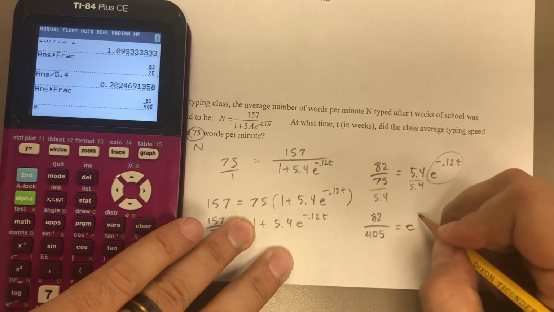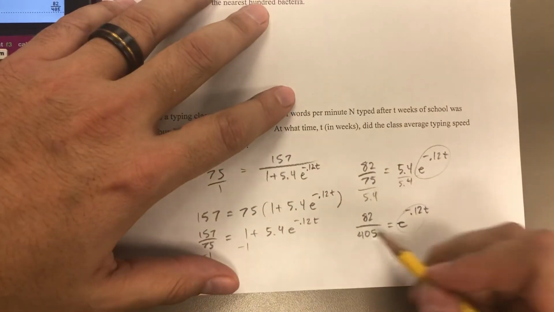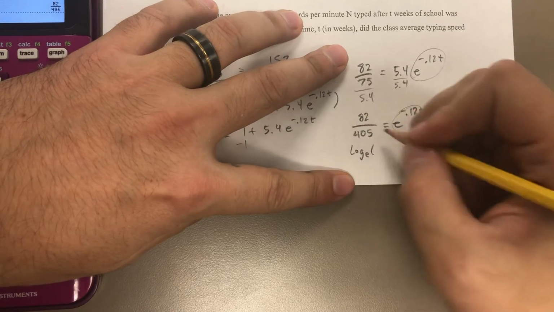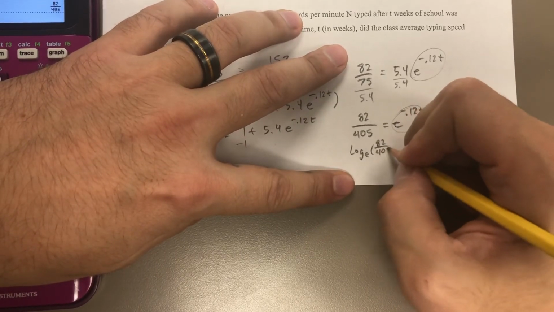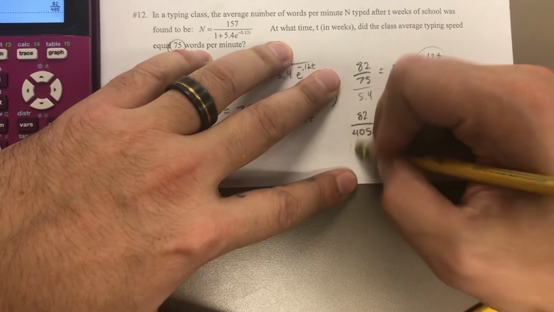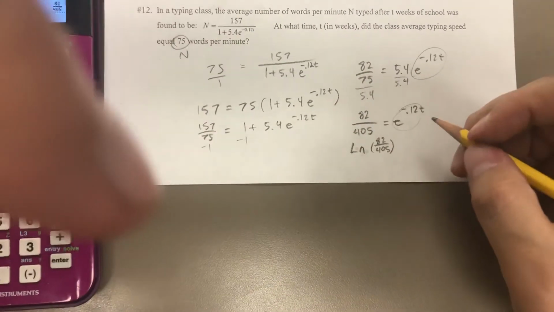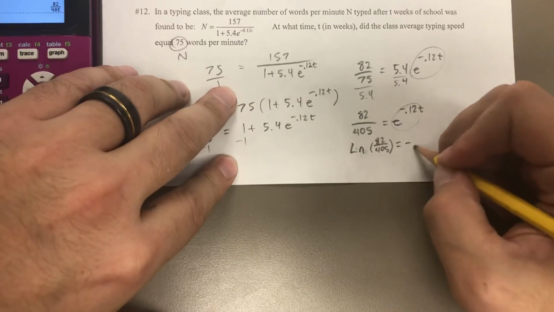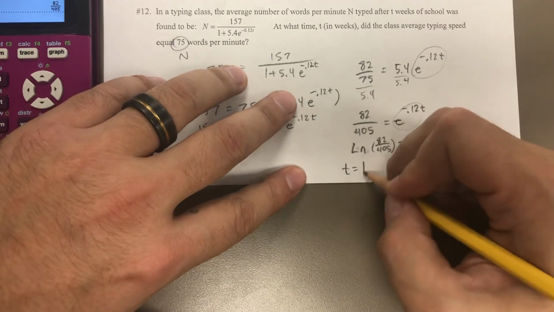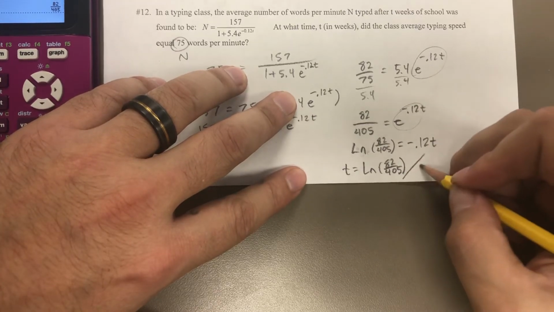And that's equal to e to the power of negative 0.12t. Now we solve for this exponent, which is exponent equals a number, by converting it to a log. So we have log base e of that fraction, 82 over 405. And let's call it what it is, log base e. We know for a fact that that's just the same as saying natural log. So I'm going to erase that and just write natural log on there instead. Okay, so that equals the power, negative 0.12t. So now to get t by itself, we just divide by that, and let's see what we get. So t is equal to natural log of 82 over 405, and then that whole number divided by negative 0.12.